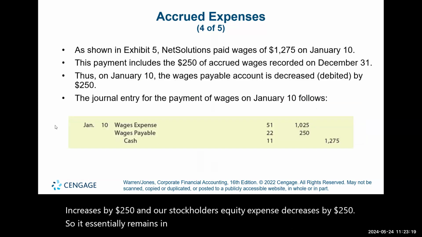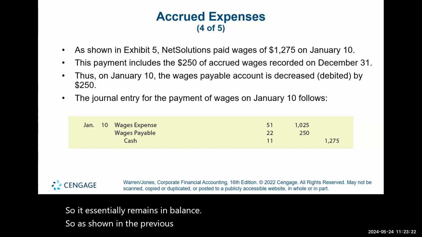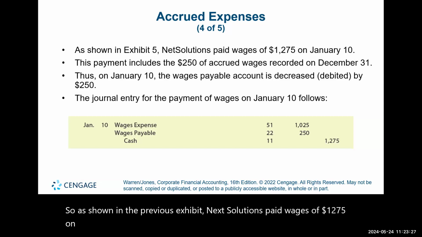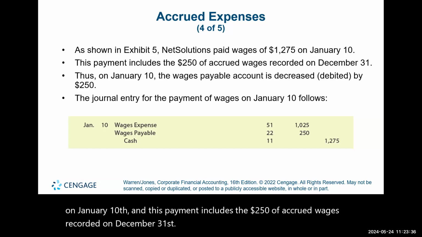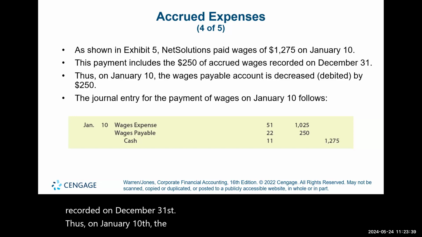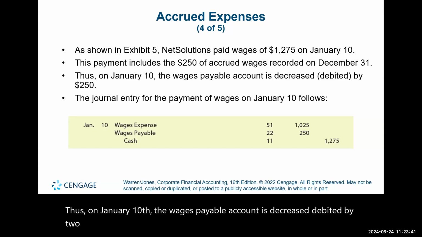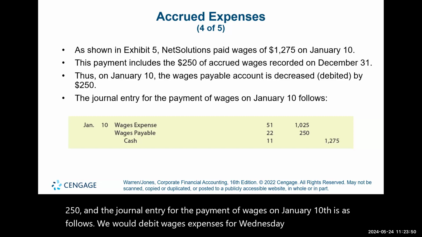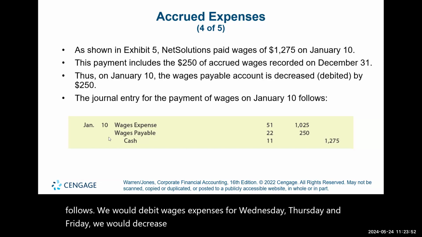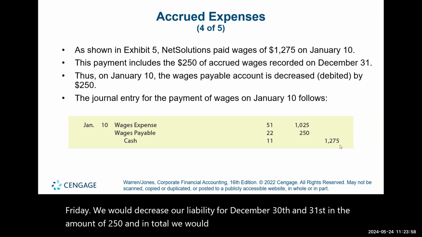So as shown in the previous exhibit, Net Solutions paid wages of $1,275 on January 10th. And this payment includes the $250 of accrued wages recorded on December 31st. Thus, on January 10th, the wages payable account is decreased, debited by $250, and the journal entry for the payment of wages on January 10th is as follows. We would debit wages expenses for Wednesday, Thursday, and Friday. We would decrease our liability for December 30th and 31st in the amount of $250, and in total, we would be paying cash of $1,275.